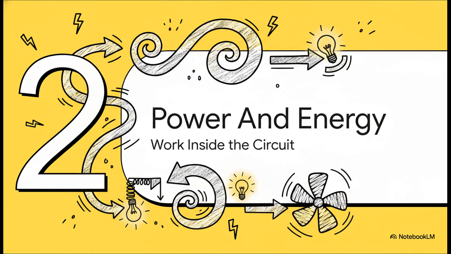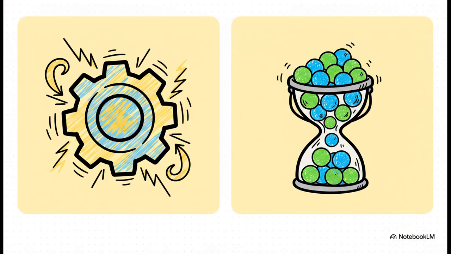All right, moving on to section 2, power and energy transferred, the work inside the circuit. So when voltage pushes current through a circuit, work is actually being done, and the rate of that work is called electrical power, or P. The math here is elegantly simple. Power equals voltage multiplied by current, or P equals VI, and we measure it in watts.